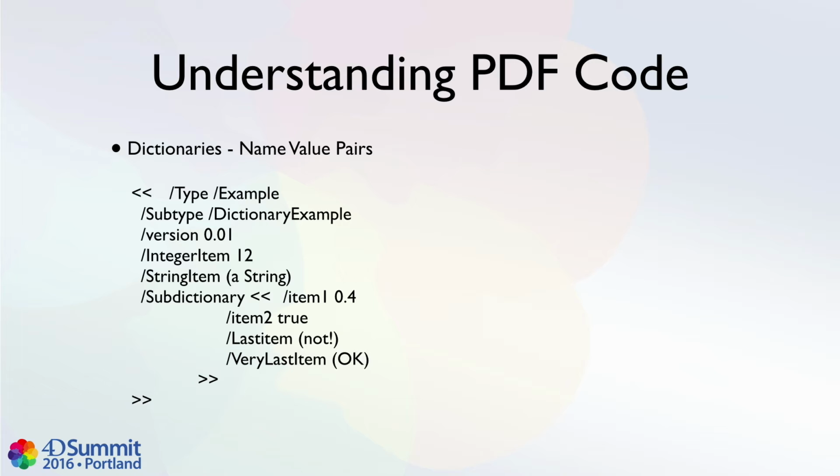The next one says Subtype and Dictionary Example. That's another name and a name. The next one is a name and a number, a real number. Then you have a name and an integer, a name and a string, and a name with a subdictionary, which is an object that's another dictionary in itself. Dictionaries are just name-value pairs, and you can have subdictionaries in there. We'll use those on occasion as well.